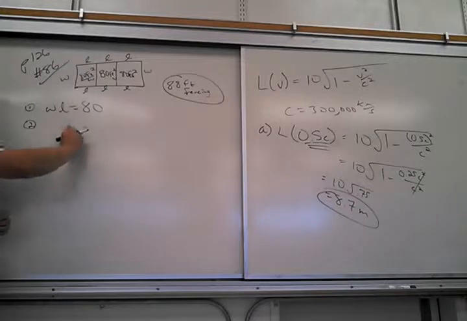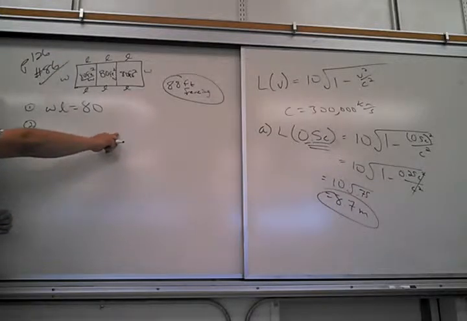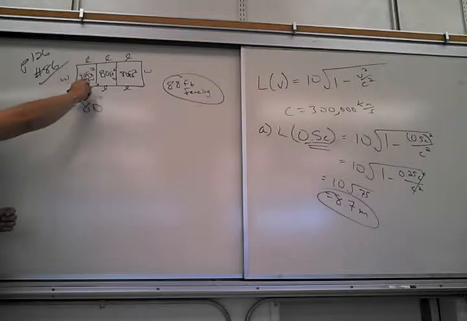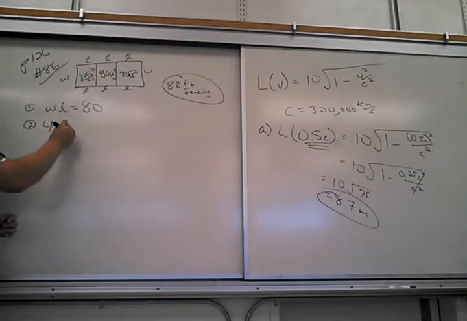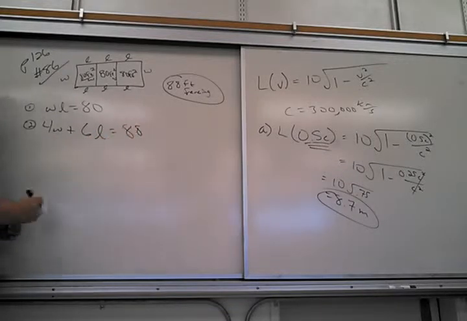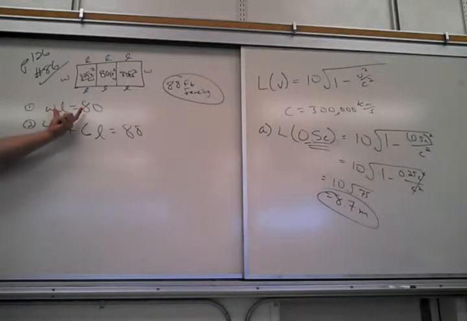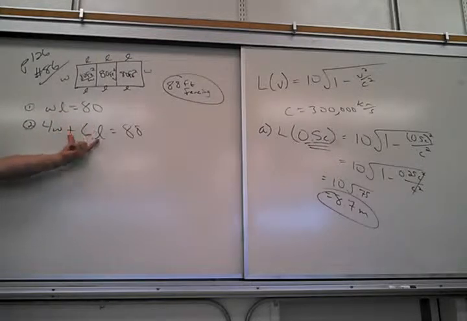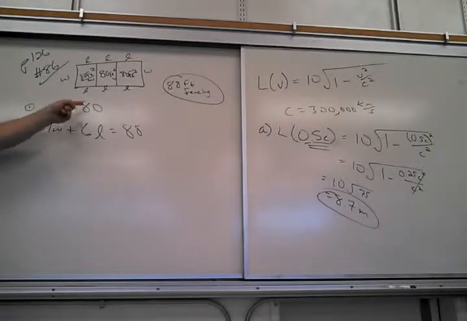What's the other equation I can set up? 1, 2, 3, 4 W's plus 6L equals 88. I love it. Now between these two, you should be able to solve for W or L. You can either solve this for L and plug it in here. I'd rather solve this one for W or L and plug it into the other one. Go ahead and try to do that. See what you end up with. There's a certain kind of equation you have to be able to solve to do this problem.